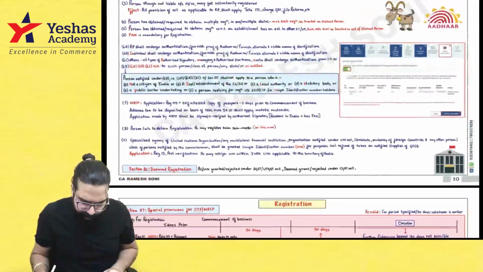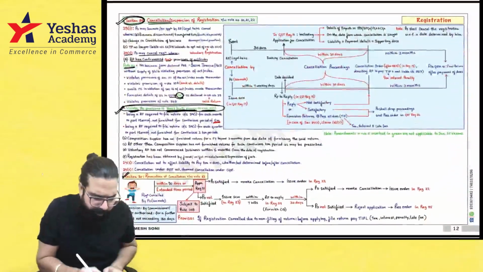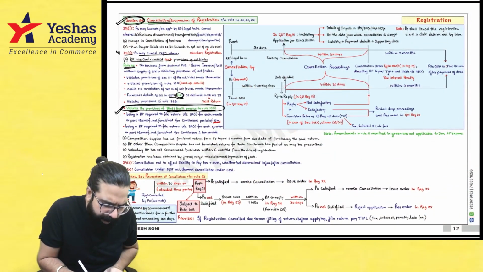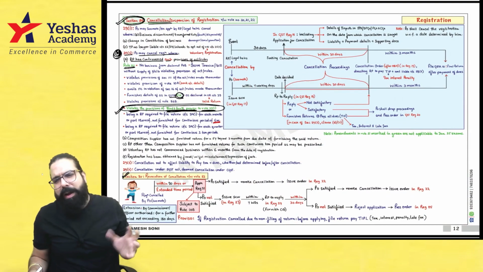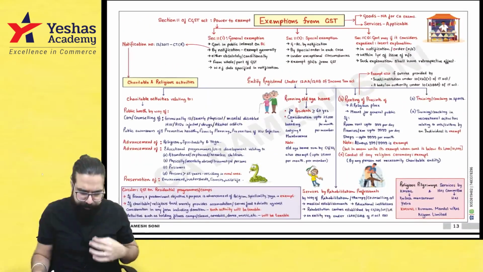ठीक है, sir? Sir, do you find anything important? I find that they might ask you this time: please tell when a person's registration can be cancelled. Five points you can go ahead and mention. Done, sir. Let's now continue.